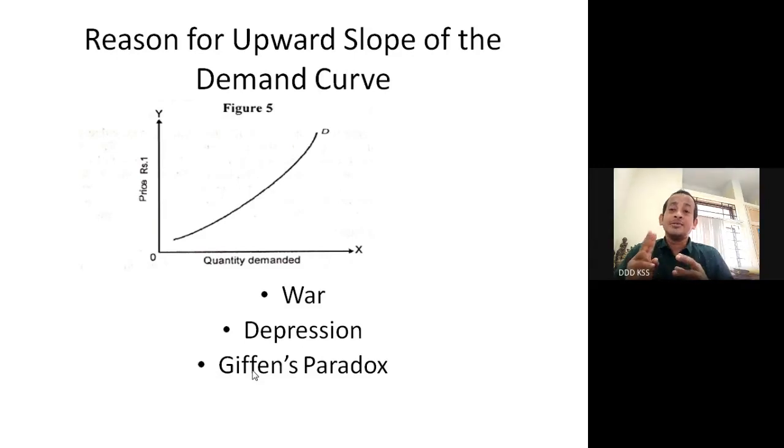Okay, now there are mainly three reasons. Here you can see the y-axis is price and the x-axis is quantity demanded. Now the demand curve has an upward slope. In the earlier case we saw the demand curve sloping downward, but here we can see the demand curve has an upward slope in figure 5. Now, what are the reasons? There are mainly three reasons. Number one reason is war.